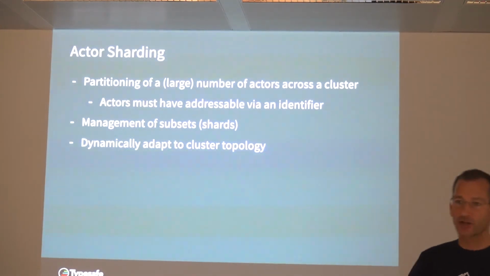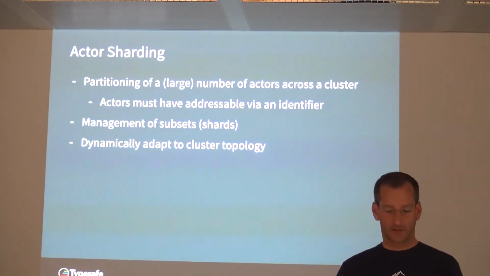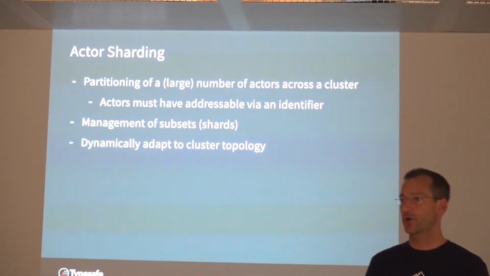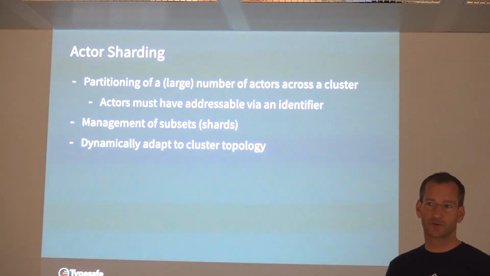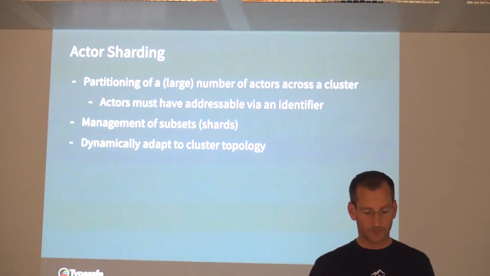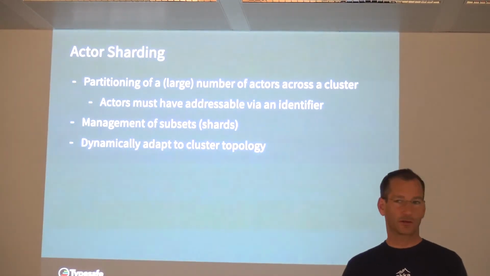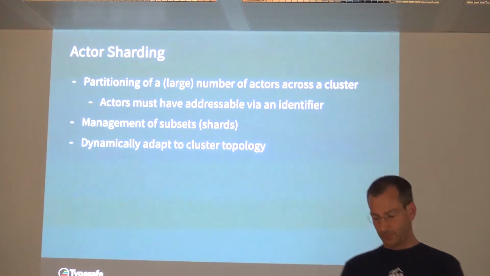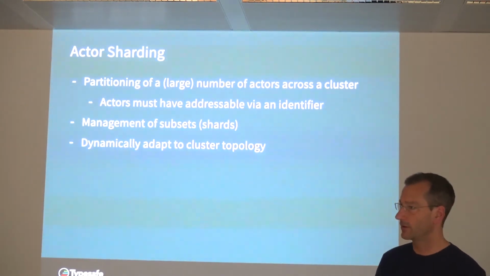Next thing is actor sharding. So sharding, in a nutshell, is just partitioning a potentially large number of something across nodes in the cluster. It's known from databases, for example, but you can also use it in Akka. You can shard actors across multiple nodes. For example, one machine like this can usually hold 1 million or 10 million empty actors.